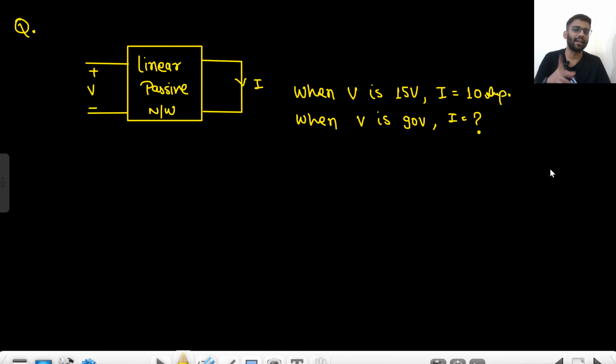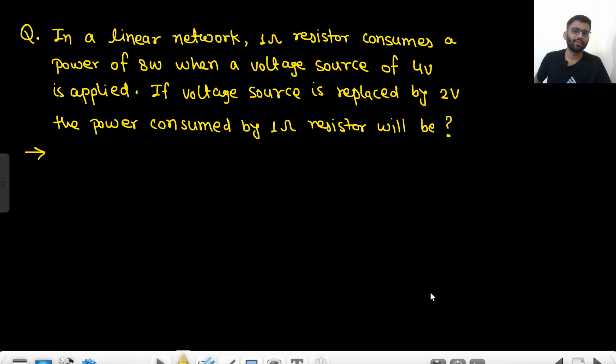Like when V is 15, I is 10 ampere. So when V is 90, what will be the value of I? What do you think? What will be the value of I? If V is 6 times, I will also be 6 times. So it will be 60 ampere. So this is how you need to solve a linear passive network. Okay. So these kinds of questions you can solve.